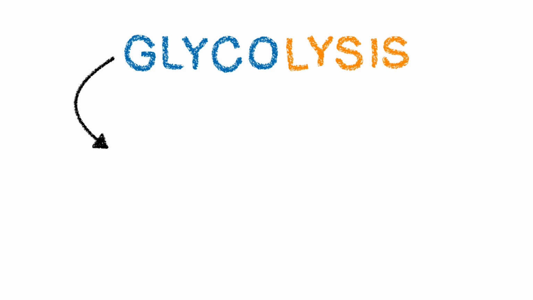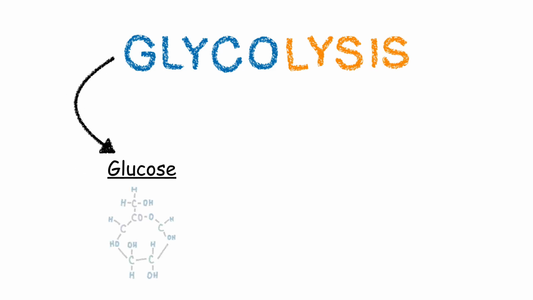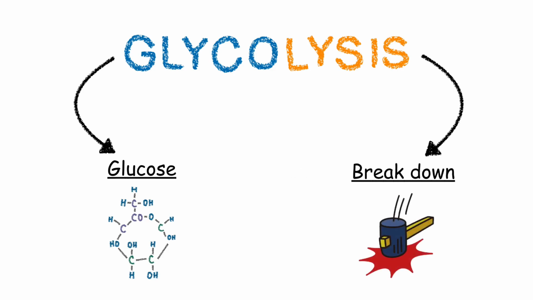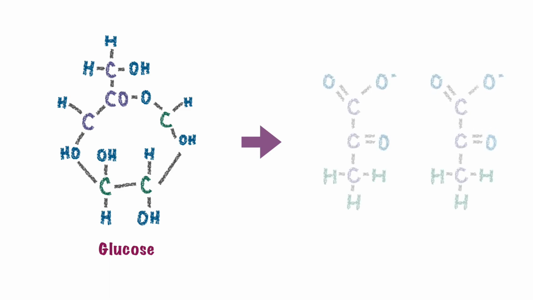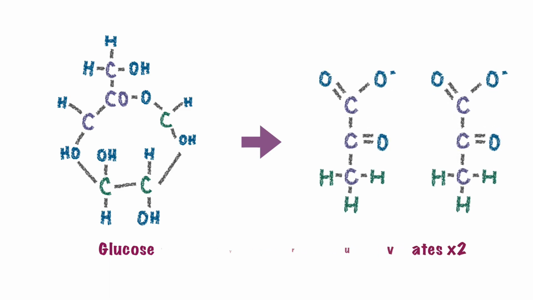Glycolysis is made up of two words. The word glyco means glucose, and the word lysis means to break down. Glycolysis is a series of reactions that extract energy from glucose by splitting it into two 3-carbon molecules called pyruvates. Glycolysis is an ancient metabolic pathway, meaning that it evolved long ago, and it is found in the great majority of organisms alive today.